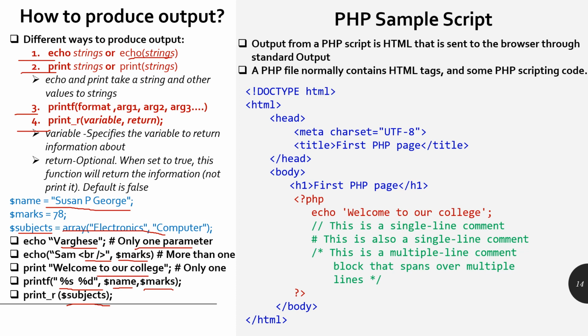Now let's see a sample script. This is our normal, familiar HTML. The body we have specified. We have just started the PHP tag. What we have specified is echo welcome to our college, which is for displaying welcome to our college. These are comments: a single line comment, again a single line comment, and this is for multiple line comments. We are closing it. This is just for understanding how we can use comments. Just close this, only this much. If you execute this, the output will be welcome to our college. Clear now?